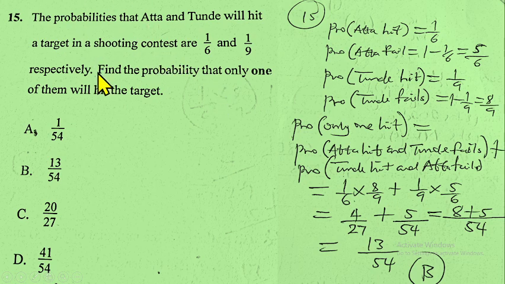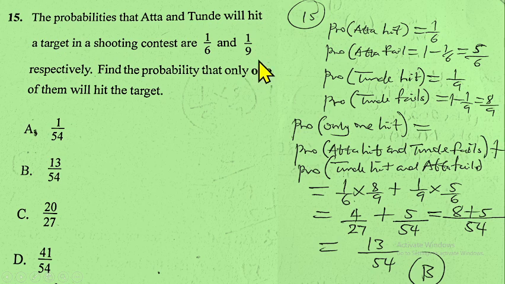Like I said, the question is from probability. So if only one of them hits the target, that means Atta could hit the target and Tunde could fail, and Tunde can also hit the target and Atta could fail as well.